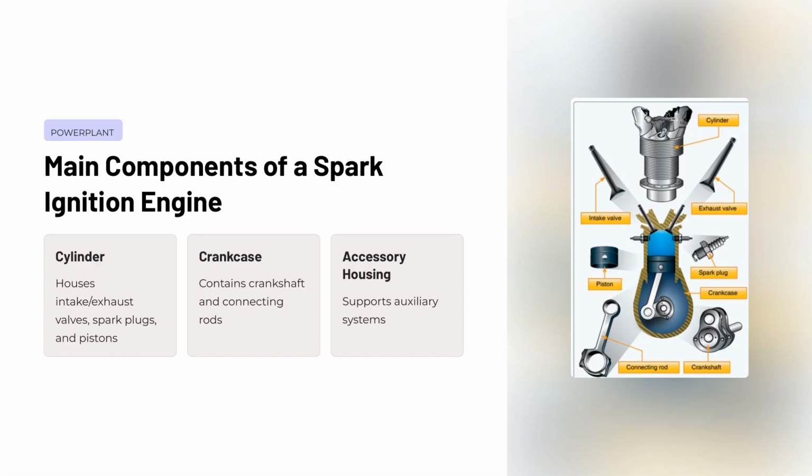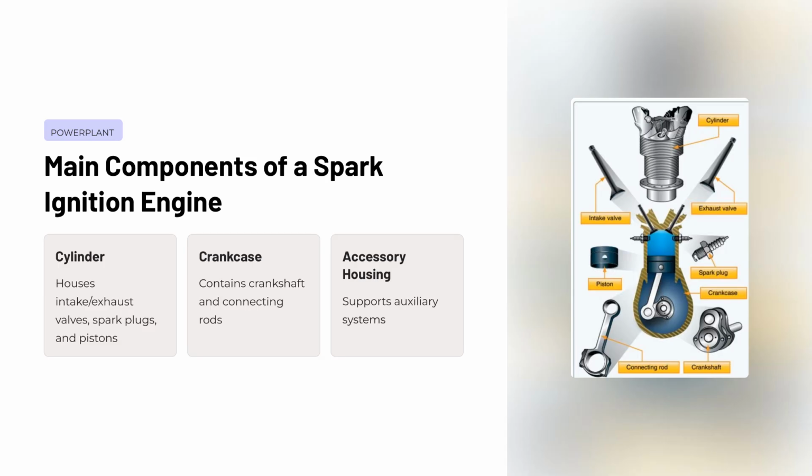The spark ignition engine is made up of several key components, each serving a distinct and critical function. The cylinder is the heart of the combustion process. It houses the intake and exhaust valves, the spark plugs, and the pistons. This is where the air-fuel mixture enters, gets ignited, and the resulting energy is converted into mechanical motion.